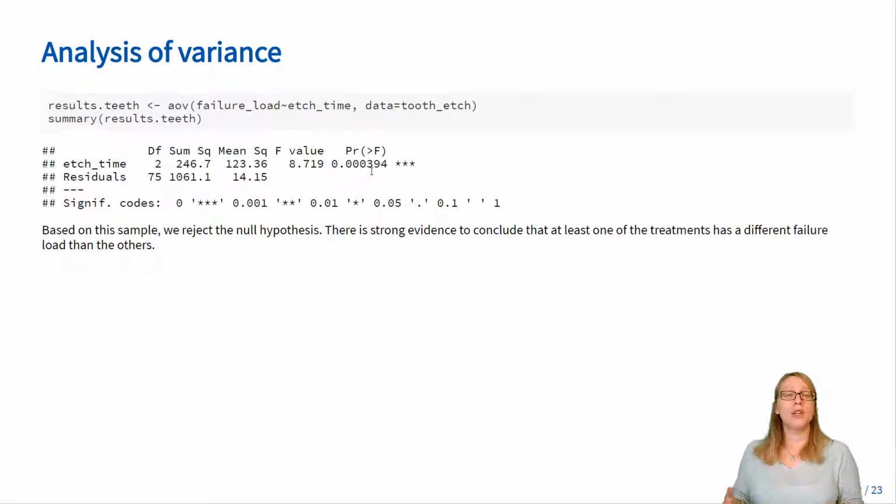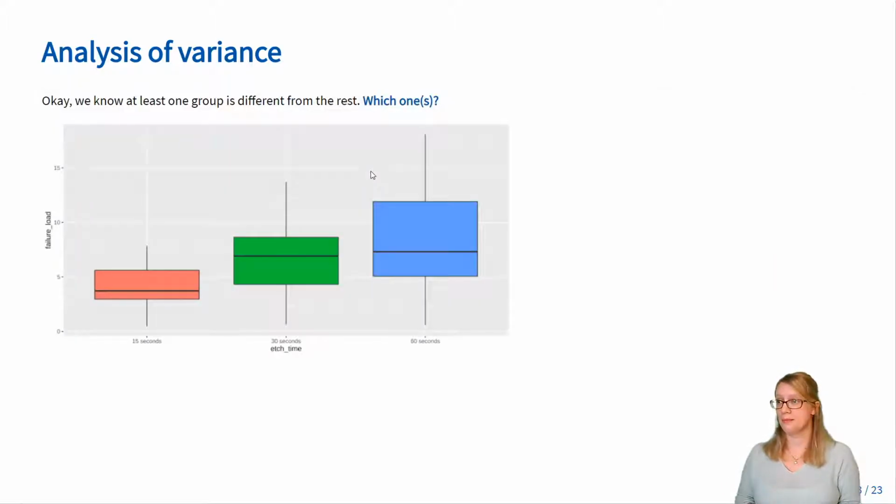What that means is that we can conclude that at least one of these treatments has a different failure load than the rest. Now, here's what analysis of variance on its own doesn't tell us. We know that at least one group is different from the rest. What we don't know yet is which one. We will look at some methods in class this week that we can use to tell us a little bit more about which one is different.